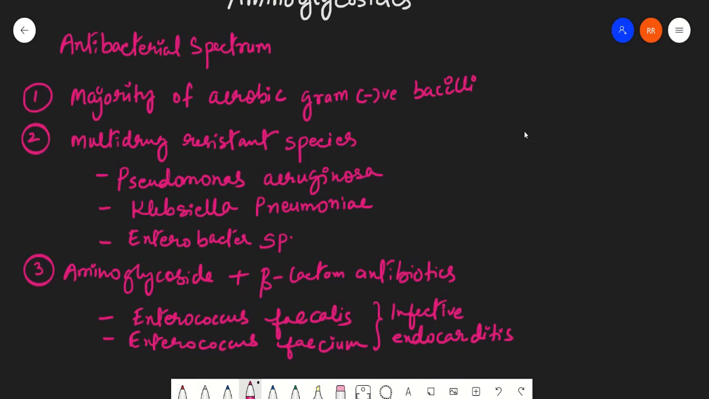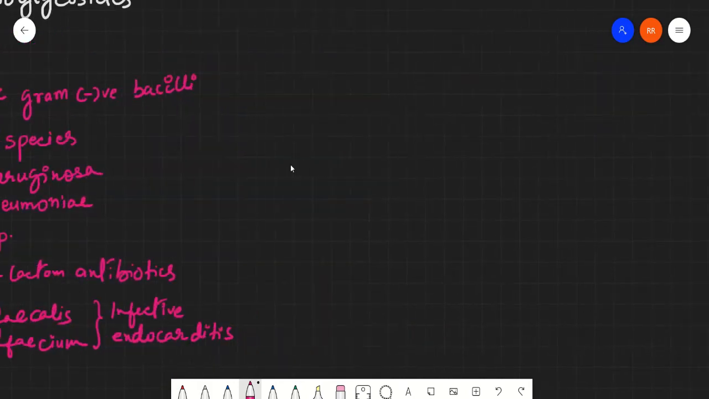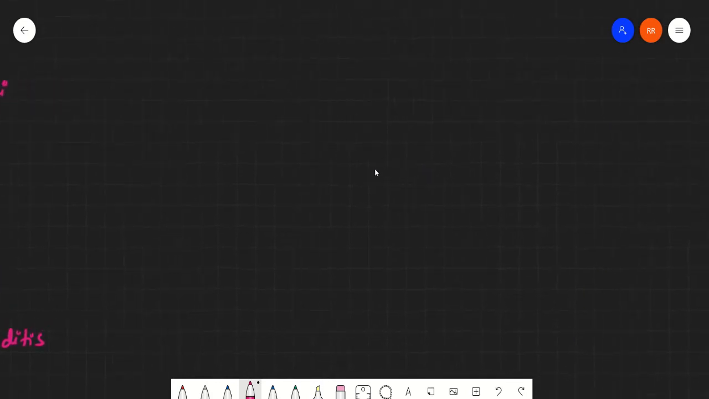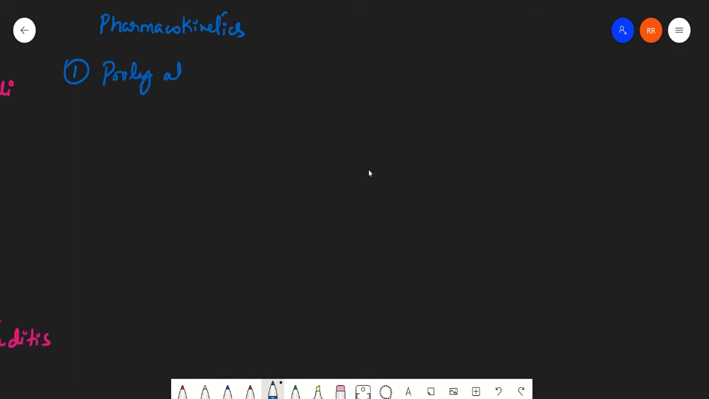Now, quickly move on to the pharmacokinetics of aminoglycosides. So first and foremost, it is poorly absorbed from the GIT since it is polar in nature.